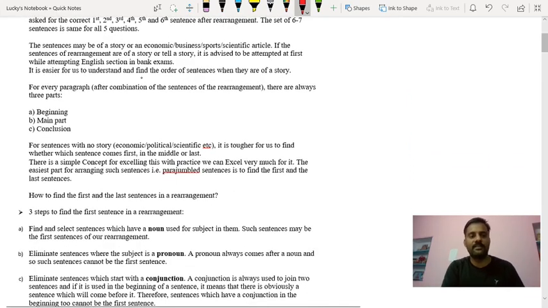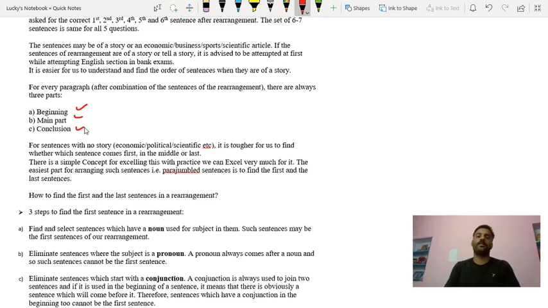As I've told you, there are always three parts to a paragraph: the beginning, the main part, and the conclusion. Whether I'm telling you a story, an economic topic, a business topic, or an article, what is important is to build it in such a manner that the person reading it can identify the beginning, the middle, and the conclusion. Any sentence or paragraph that we write has these three things in common.